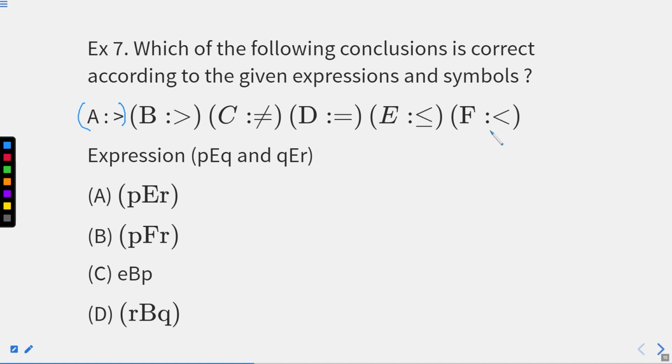I hope this question is clear. Here in this case, A implies greater than or equal to. This will be the correction here. Okay. Now, we'll move to the question part. The expressions P E Q and Q E R will satisfy which of the following options?